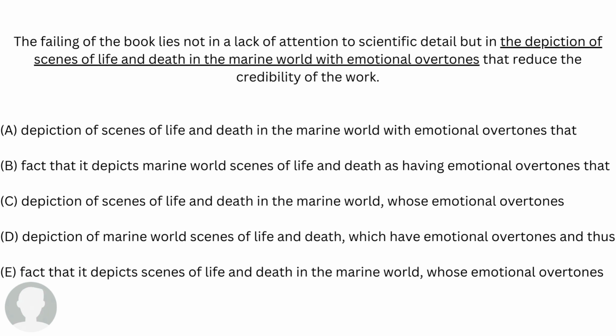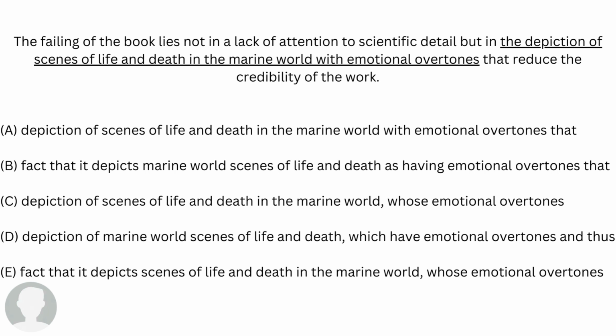But in the depiction of scenes of life and death in the marine world with emotional overtones that reduce the credibility of the work. There's another rule which works very well in this sentence, which is the rule of that versus which. When do we use that as a clause and which as a clause? So that is used for a very specific scenario, like in this case, it is a marine world depiction and that too with emotional overtones. So this is a very specific scenario in which we will not use which, but we will use that.